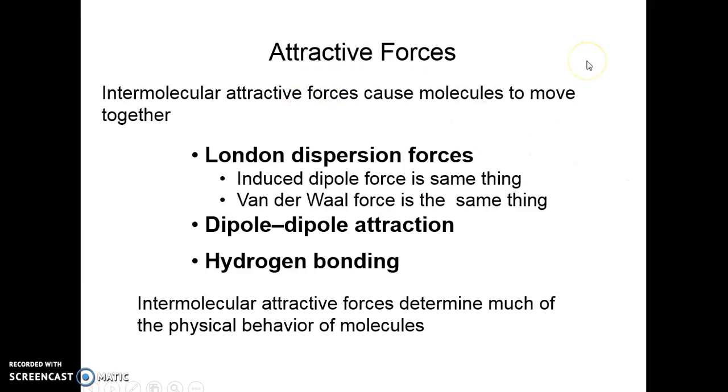The attractive forces that cause molecules to stick together, we call them intermolecular attractive forces, and there are three of them: London dispersion forces, also called induced dipole forces and van der Waals forces; dipole-dipole forces; and then hydrogen bonding. By understanding intermolecular attractive forces, we can then understand the physical behavior of molecules.